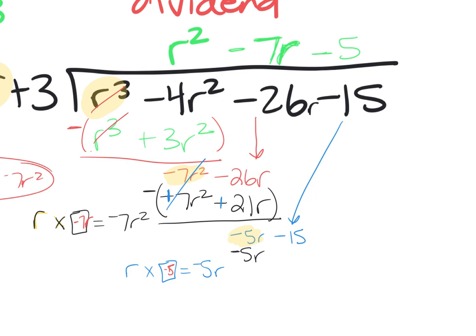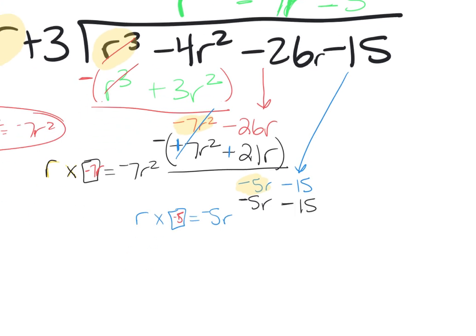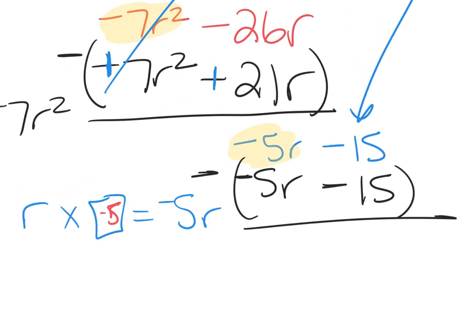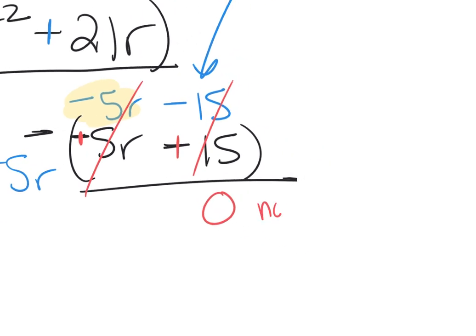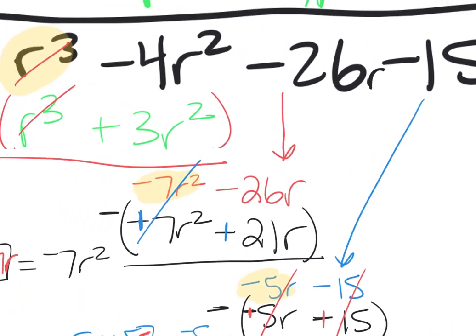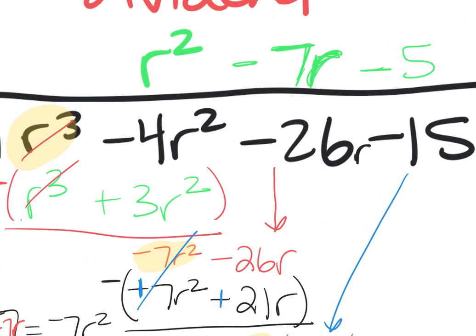Negative 5 times 3, that's negative 15. I subtract, I use parentheses. What do you guys think is going to happen there? It's all going to cancel out, yeah. Because it's a minus, so negative 5r minus negative 5r cancels. Negative 15 minus negative 15 turns to plus. You get 0. When you get 0, it just means you have no remainder. And so your answer is all the stuff up at the top: r squared minus 7r minus 5. This is my answer to the question. This is long division.